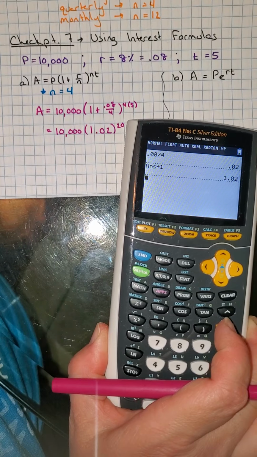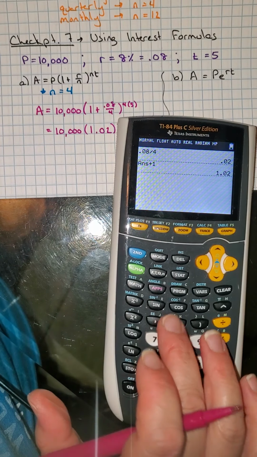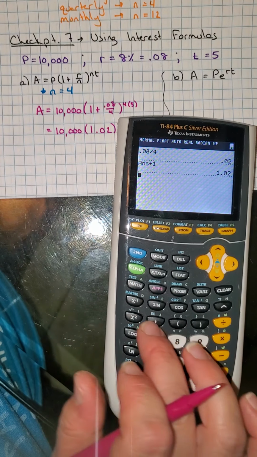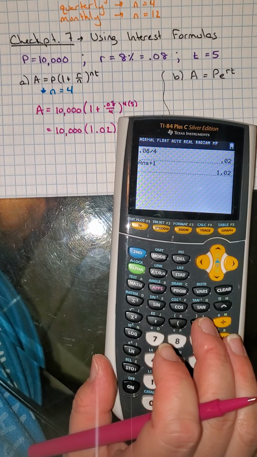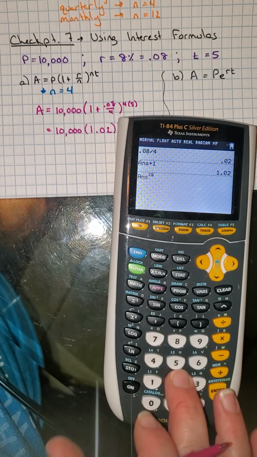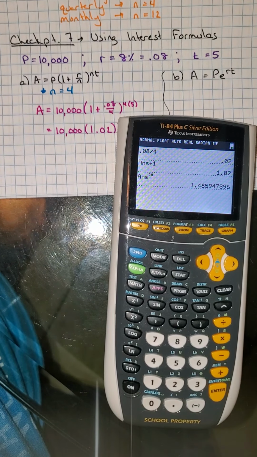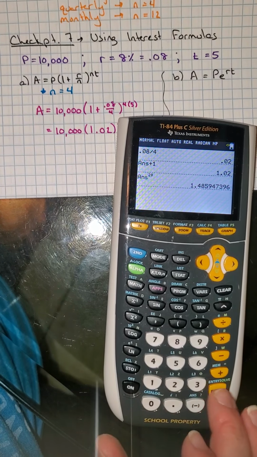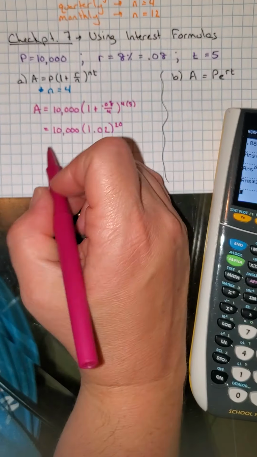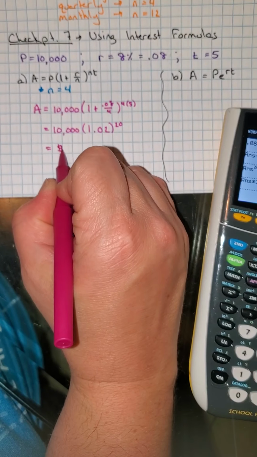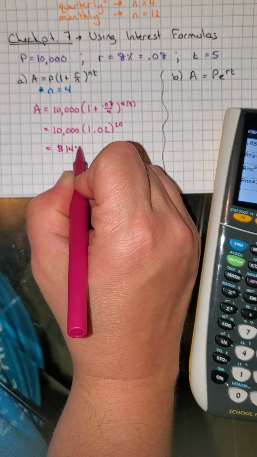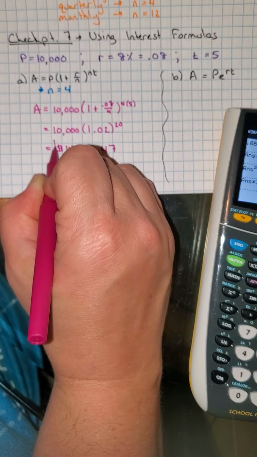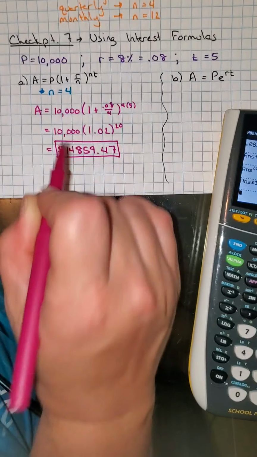So next, take 1.02 to the 20th. If this is a crazy decimal, don't clear it. So just to the 20th, or 4 times 5. And then I'm going to multiply that times 10,000. And there's my ending amount. So that's $14,859.47. It's money, so I'm going to round it like money.